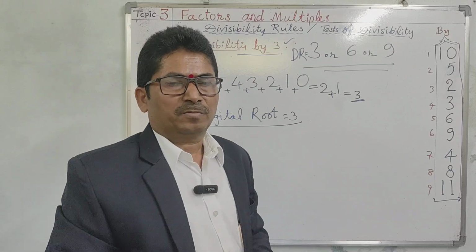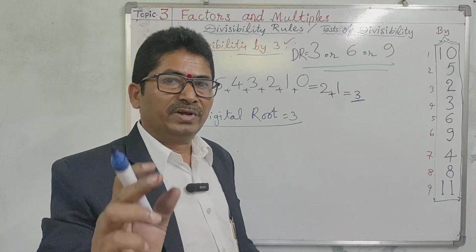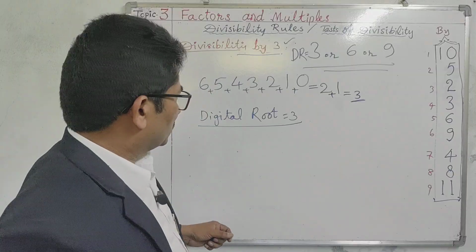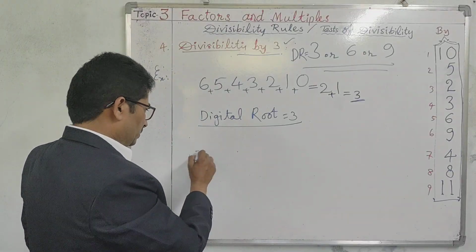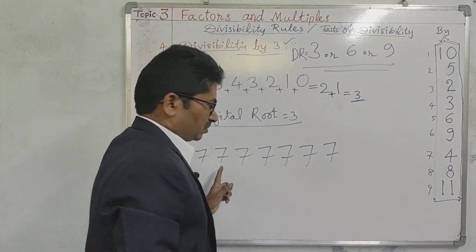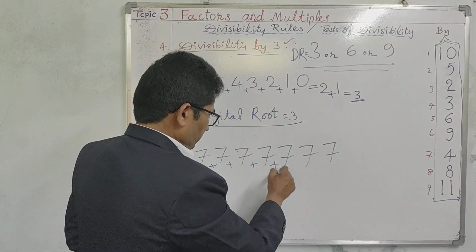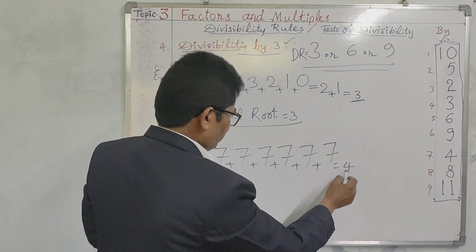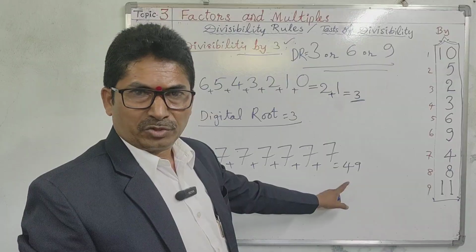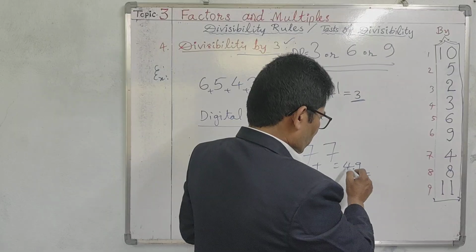What is the digital root? What is the definition of digital root? When we add the digits in a number till we get a single digit, that single digit is called the digital root. So one more example to understand this digital root. 777. So what is the digital root of this number? The sum of the digits is 49. 7 7s are 49. Is this 49 the digital root? No. Here we have 2 digits. Again we have to add. How much here? 4 plus 9.